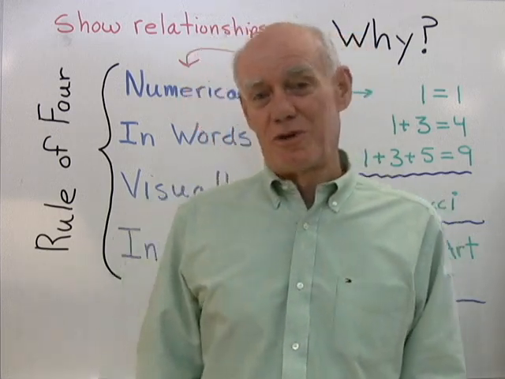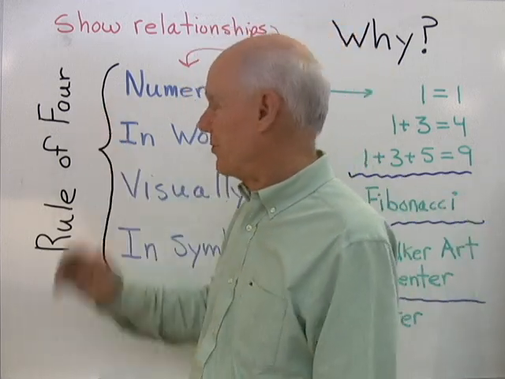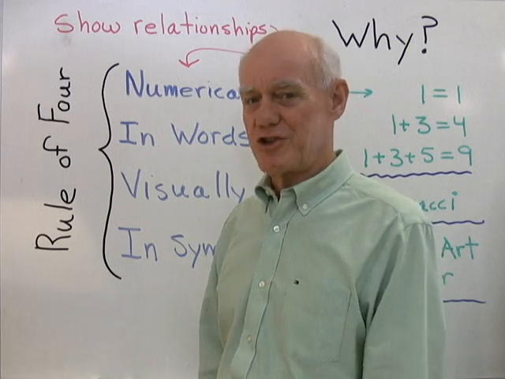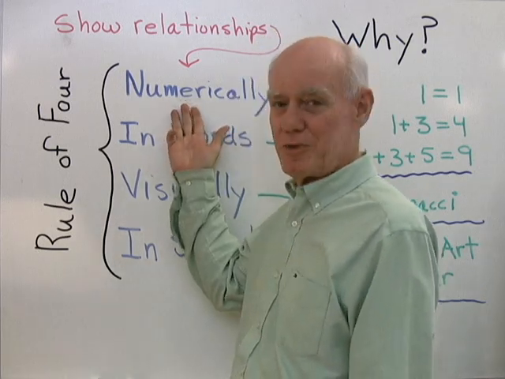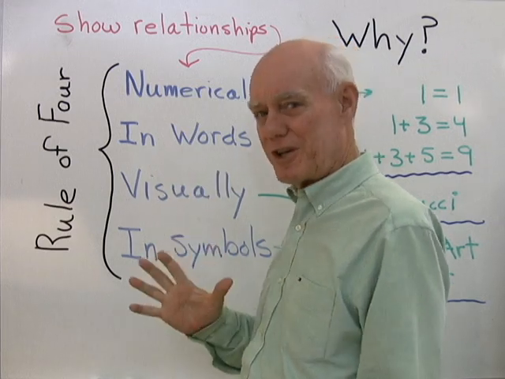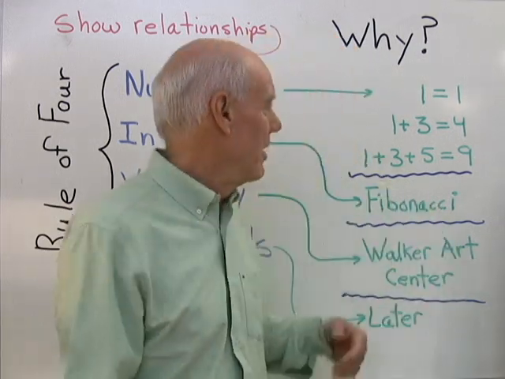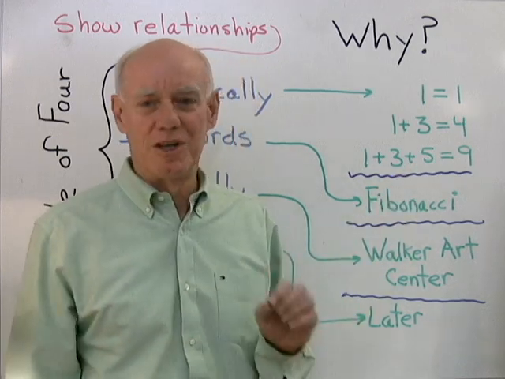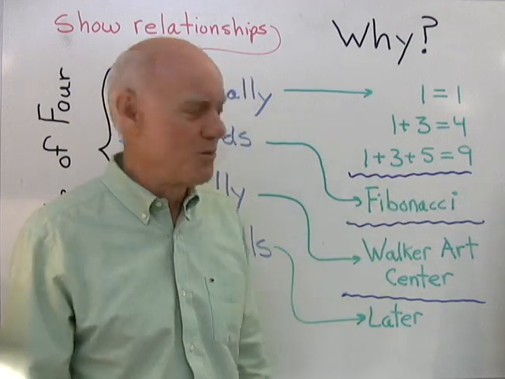You're going to notice as we progress through the book that we like to use what's called the rule of 4 to present our relationships 4 different ways. We would like to try to present them numerically, in words, visually, and in symbols. So I want to give you an example of how that goes by taking this relationship we have between the sequence of odd numbers and the sequence of squares.